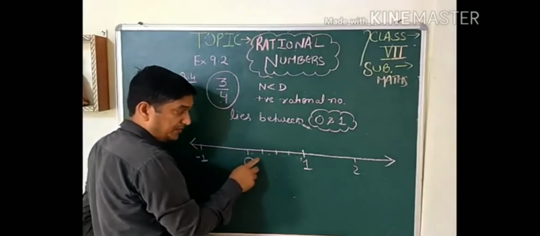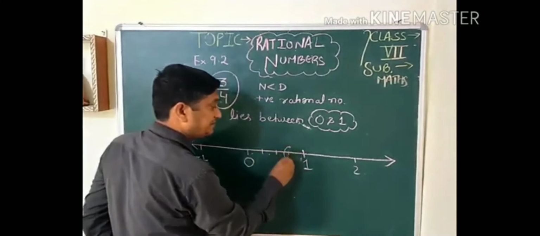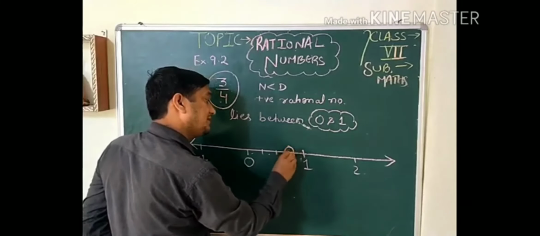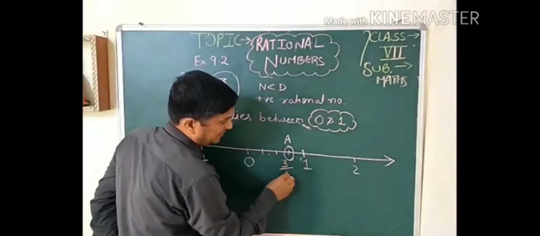So now start from here. This is 0, this is 1, this is 2, this is 3. This is 3. So this point, say it is A, will represent 3 upon 4.